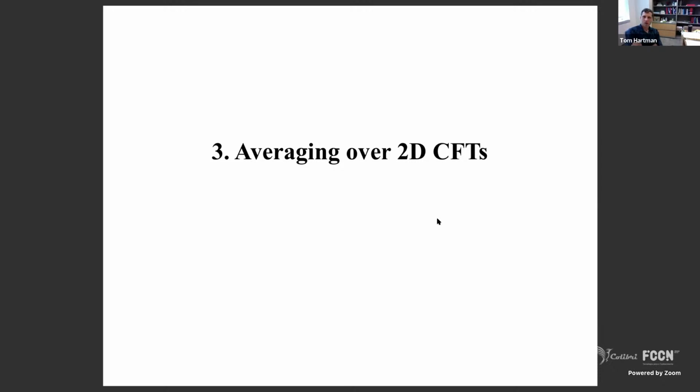In the last part of the talk, I want to talk about the other interpretation in CFT, which is in terms of an ensemble average. Maybe before we go to the last part, I'll pause here and see if there are questions about what I've talked about so far.